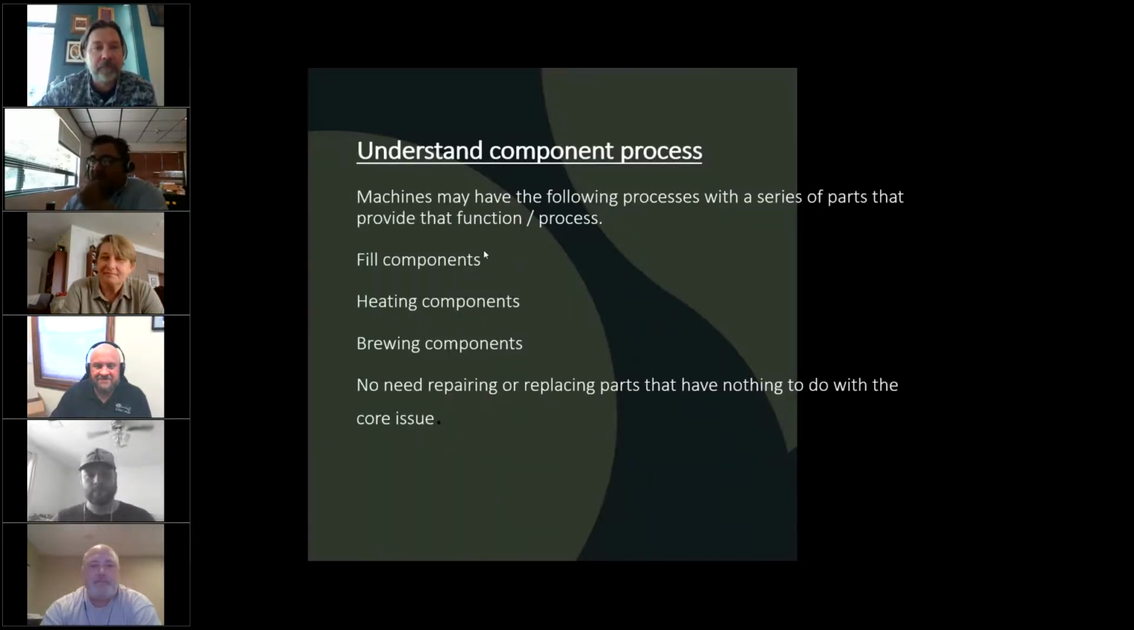So this was a slide provided by Rich Leeson from Bunn, and I thought it made some interesting points. It's about understanding the component process. The machines may have the following processes with a series of parts that provide that function. And this goes back to my story about the fill system, that it can be a component of a fill system, a heating component, or a brewing component.